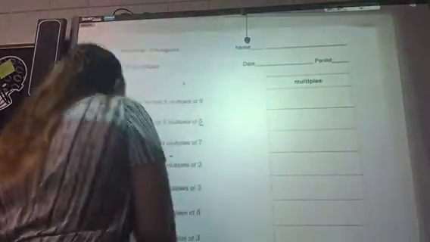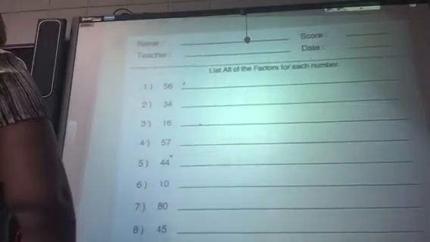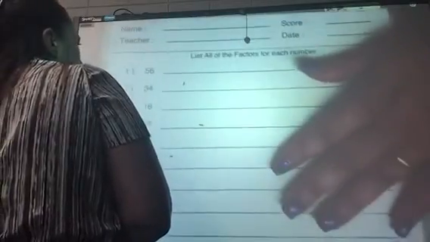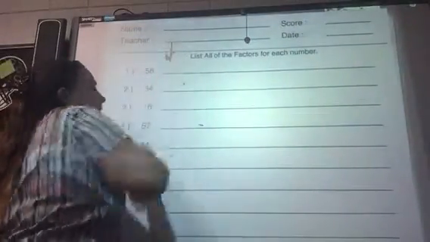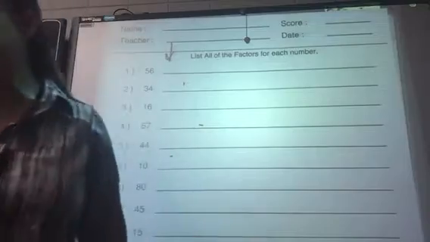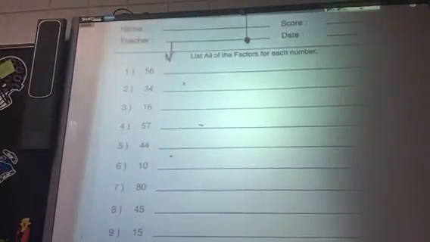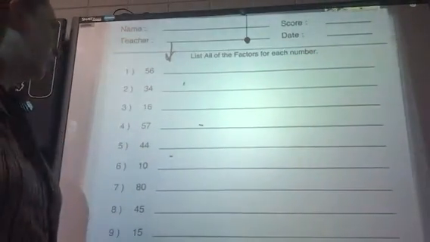All right, factors. Factors go down. Factors go down. Make note of that right now. Factors. I'll straighten this out in a minute. This is going to drive me crazy. Factors go down. Okay? You should never have a factor that is higher than your number. They should always be lower.